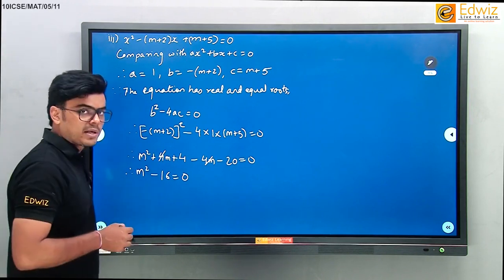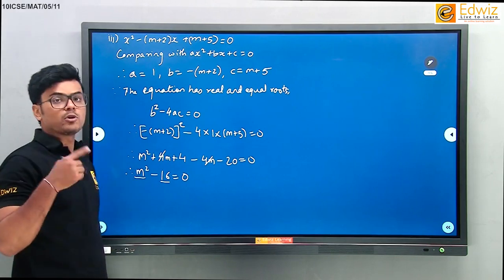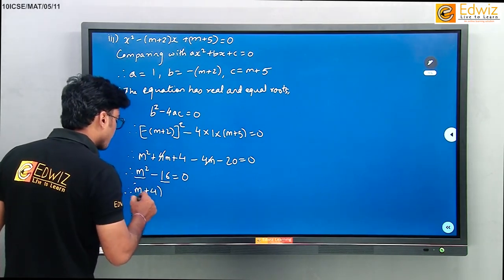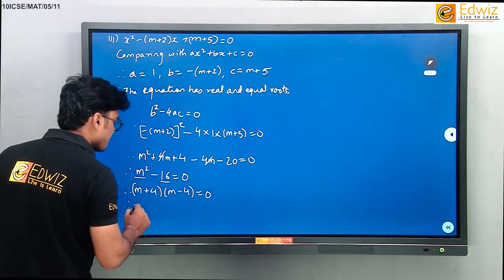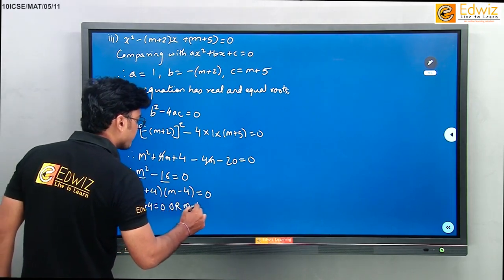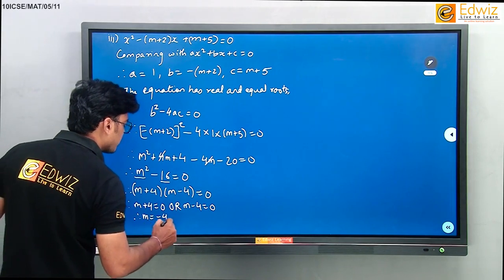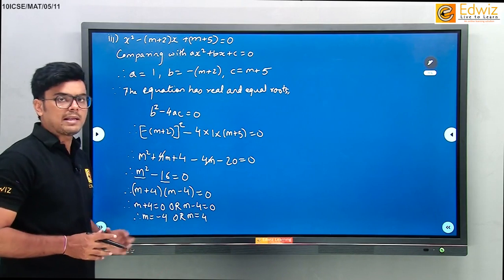We all know the a square minus b square formula. This is m square, 16 is 4 square. So we can treat it as m plus 4, m minus 4 equal to 0. Okay, so m plus 4 will be 0 or m minus 4 will be 0. That means m is equal to minus 4 or m is equal to plus 4. Okay, two values of m.